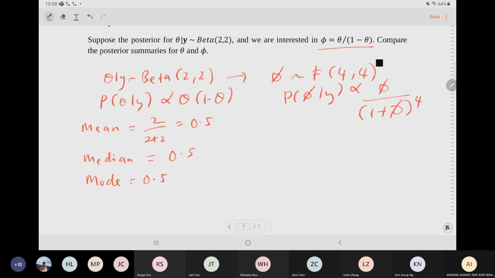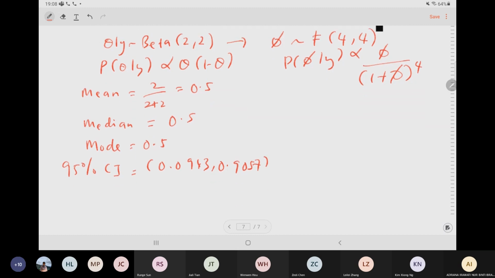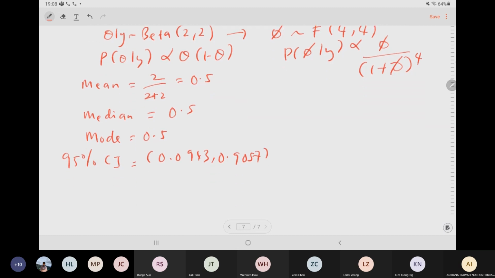For the 95% credible interval, you can use R. If I use alpha over 2, meaning the quantiles at 2.5% and 97.5%, I will get my 95% credible interval. So this is the value I get for my beta.